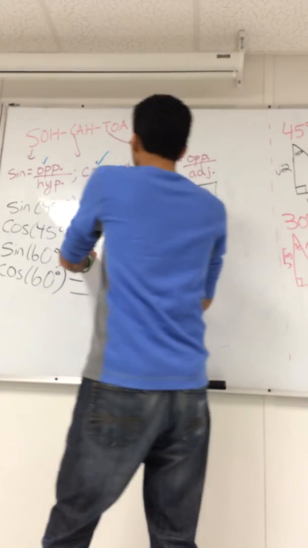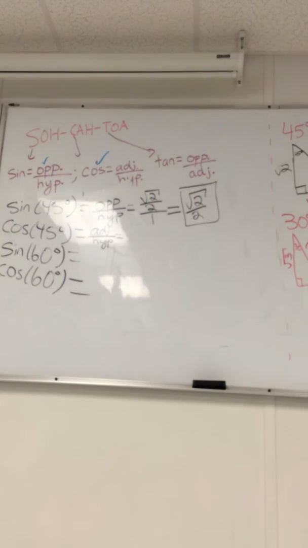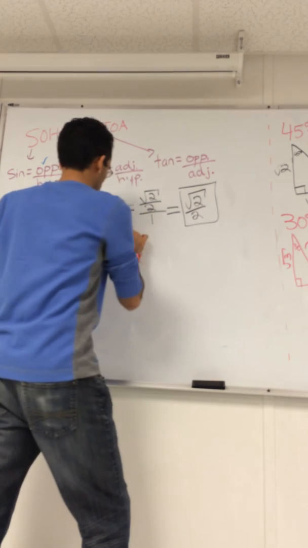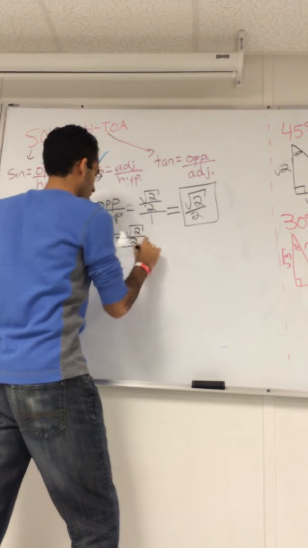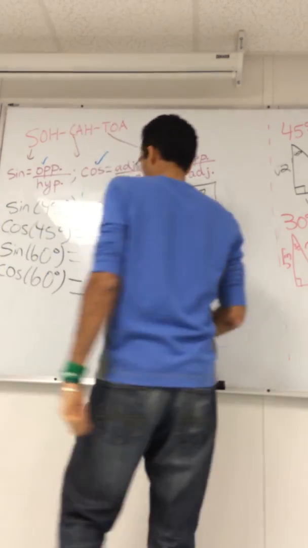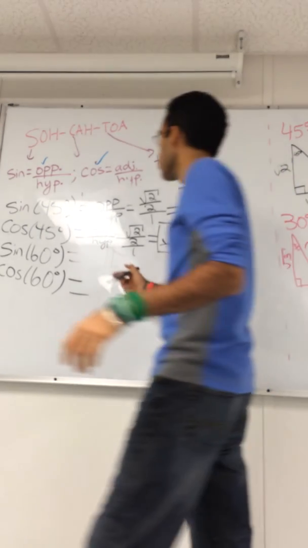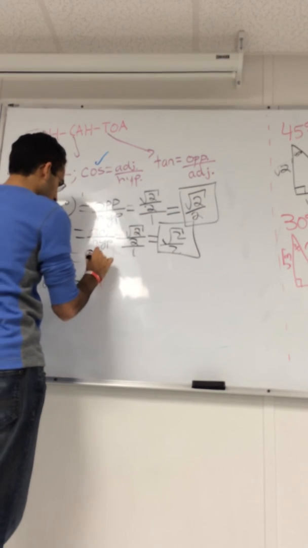Okay, I'm doing cosine now. Adjacent side, that's here. Hypotenuse is there. Does anybody get this for cosine 45 degrees? Does anybody get what I got? Great, let's keep going. Try sine 60 on your own. I'll model on the board.